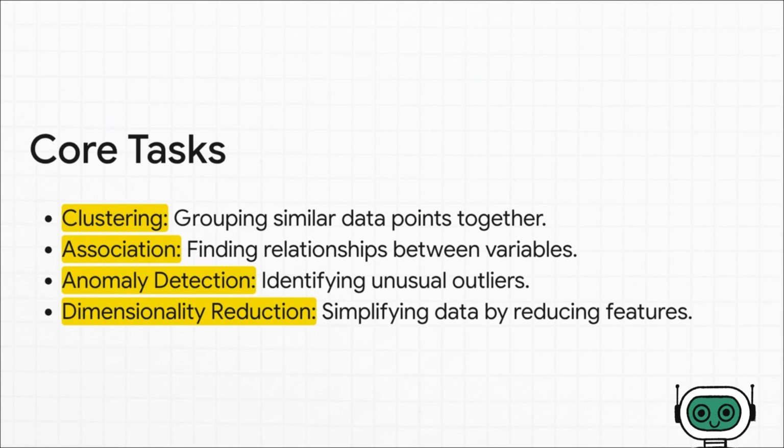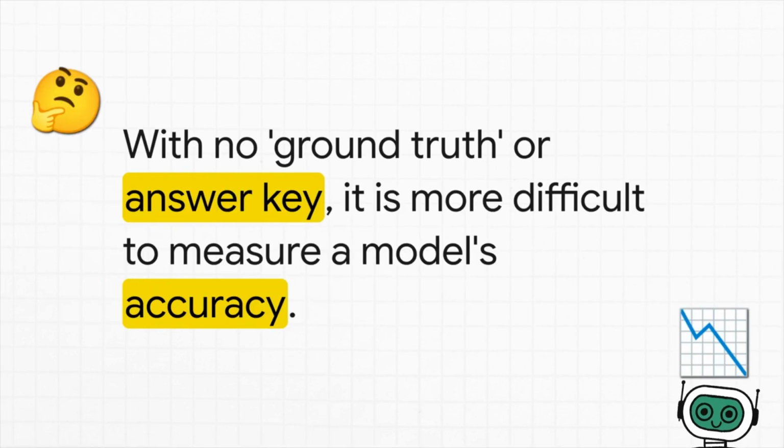This approach is perfect for tasks like clustering, which just means grouping similar things together, like sorting customers into different segments based on their shopping habits. It's also used for finding associations, like when a system learns that people who buy bread also tend to buy milk. And it's really critical for anomaly detection, like spotting a fraudulent transaction because it just looks different from everything else. But the main challenge here is pretty clear. Without an answer key, it's really hard to measure accuracy.